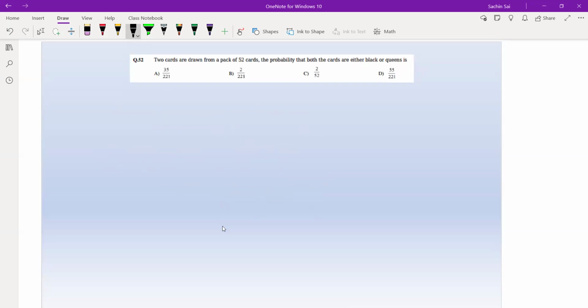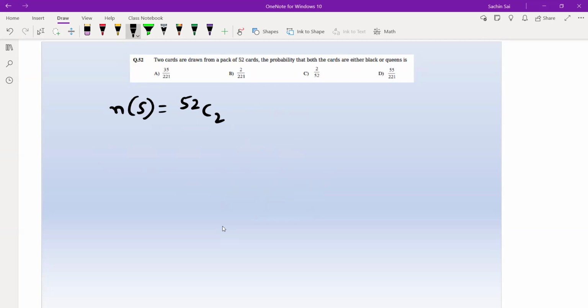Question 52. Two cards are drawn from a pack of 52 cards. So here the number of elements in the sample space is 52C2 because out of 52 cards, the number of ways you can pick any two is 52C2. Now the probability that both cards are either black or queens.